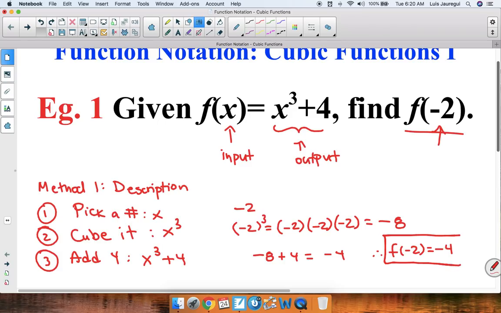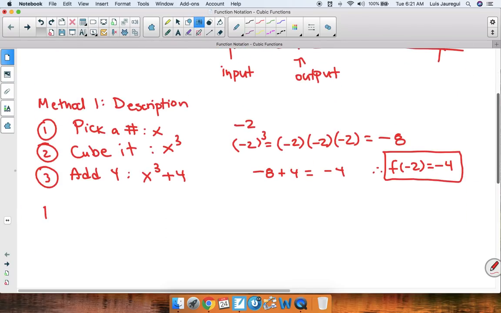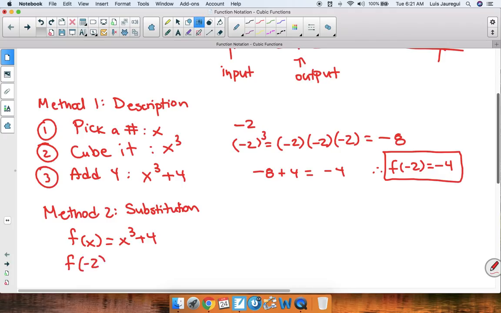Now, let's double check our value by using our second method, method number 2, also known as the substitution method. And why is that the name? Well, the reason we use that name is because we're going to substitute in the negative 2 for every x that we find in the original function. So the original function is f of x equals x cubed plus 4. Now our input happens to be negative 2 because that's what we want to do. So for every x I see here, I'm going to substitute in a negative 2.